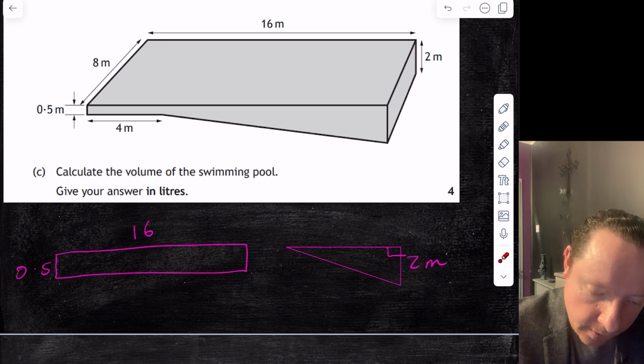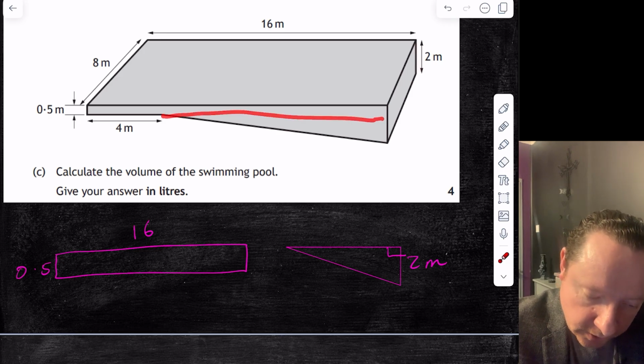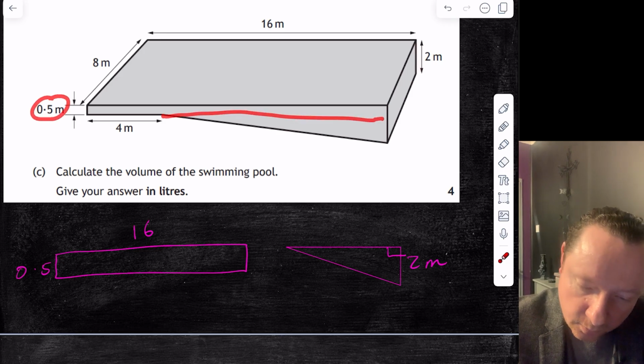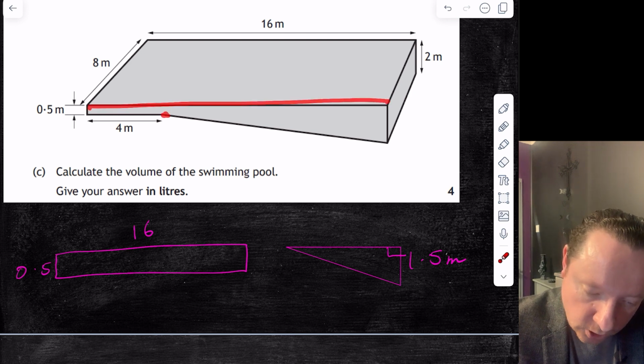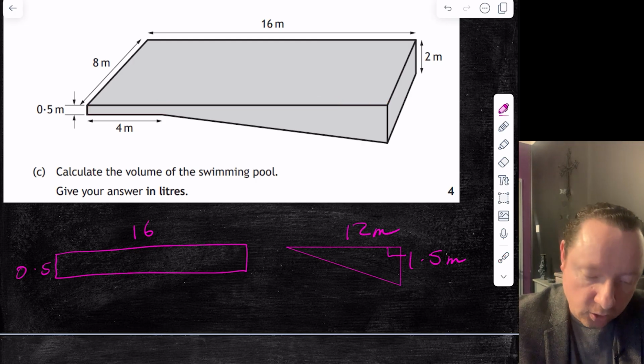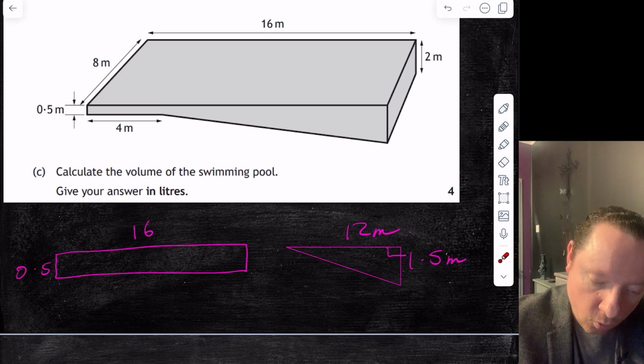But look, I've cut it here. So there's this little bit that I need to take off, 0.5. So watch out for that. I actually need to do 2 minus 0.5, which is 1.5. Similarly, going along the way, I'm not going all the way along. I'm stopping here, which is 4 short. So it's 16 minus 4, which is 12. And now I can do the area of both bits. And once I do that, I'll know the area of the whole front bit here.